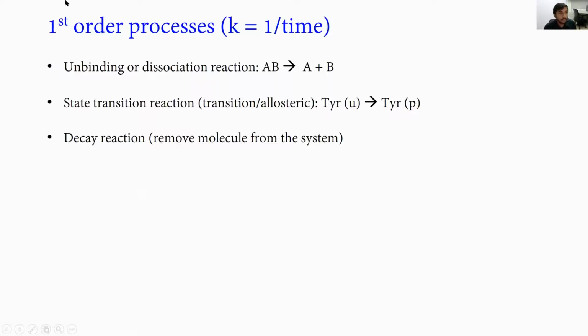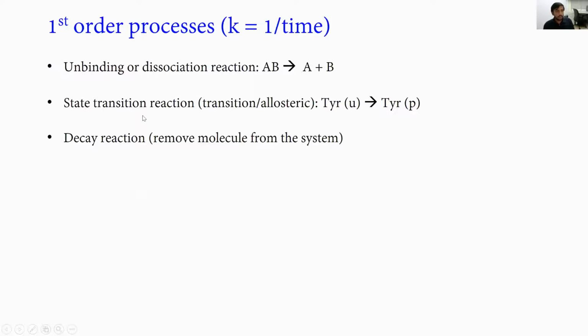And there are other processes as well which you can model. These are all like first order processes. So for example, if you define a reversible binding reaction, for example, A plus B going to AB, the forward reaction would be the second order process that I showed you in the last slide. And the reverse process, which is the unbinding process, will be a first order process, right? And the rate constant will always be 1/s or 1/time.